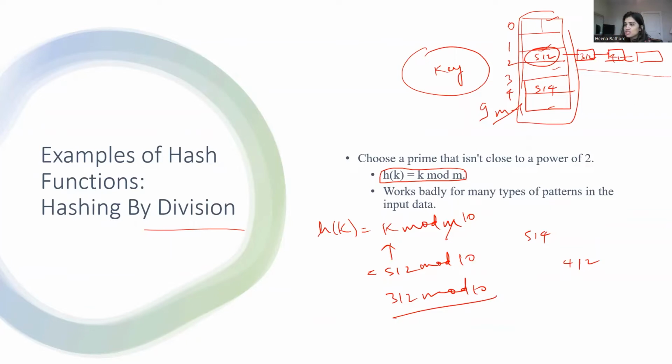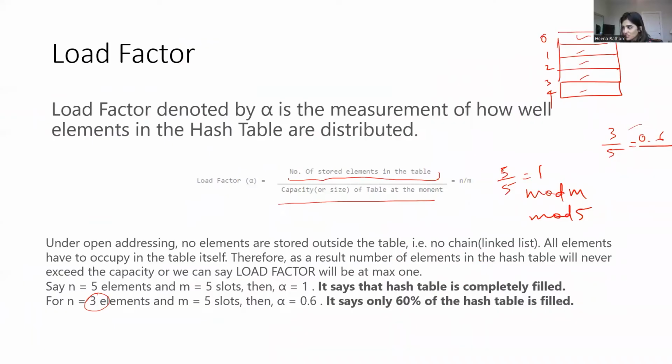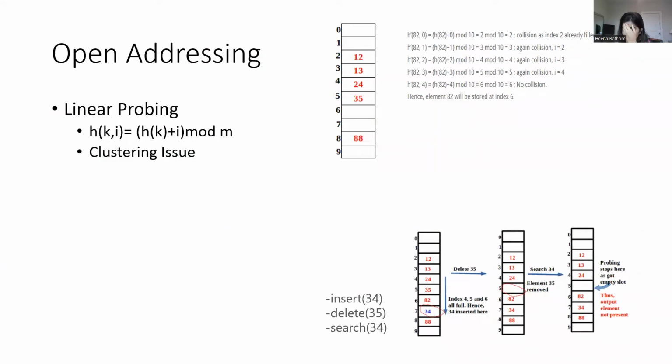So one way to handle this collision is that instead of storing it in the same linked list, you can store it in the same hash table. And for that, you apply different kinds of techniques, one is called linear probing, and another is quadratic or double probing. So in linear probing, let's suppose that you apply the hash function h(k) plus i, modulus m. What exactly happens over here is, let's suppose that you have a hash table and you are storing all these values, which is 12, 13, 24, 35, 88.